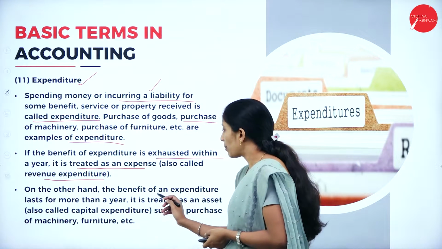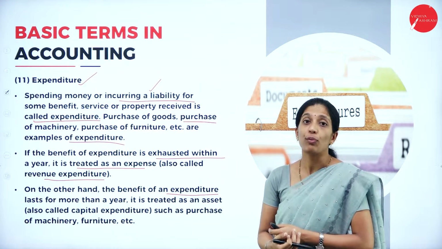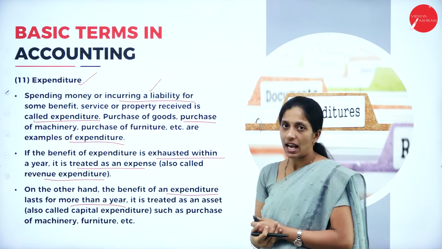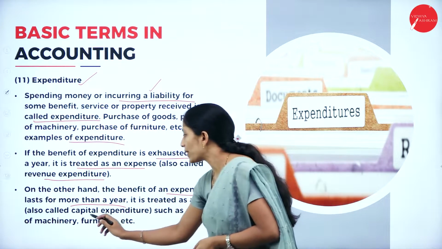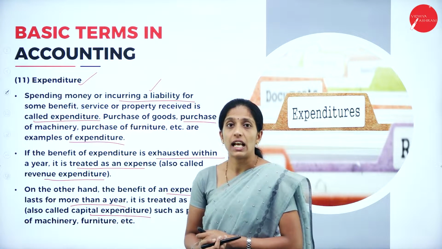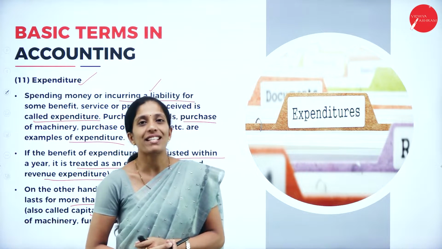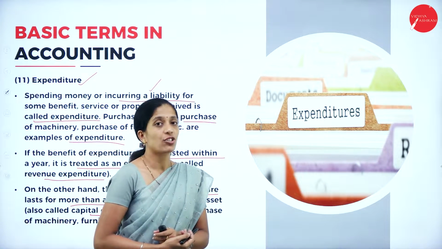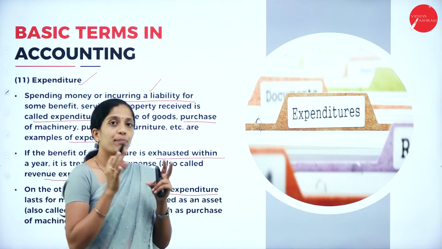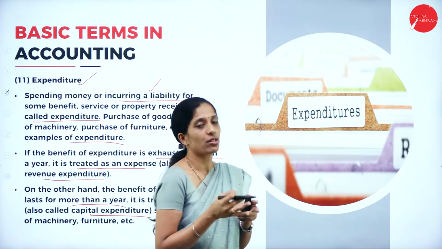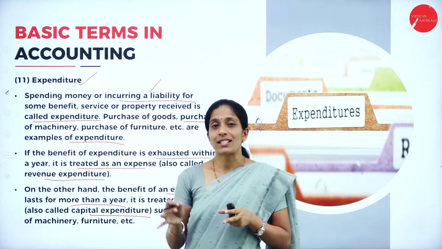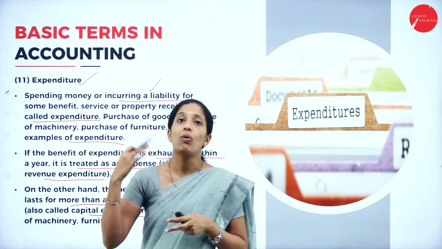And on the other hand, if the benefit of an expenditure lasts for more than 1 year, it is treated as an asset, also called as capital expenditure, such as purchase of machinery, furniture, land, etc. These are the best examples for capital expenditure where the benefit will be more than 1 year. So if the benefit is exhausted within 1 year, it is termed as expenses, or also called as revenue expenditure, whereas capital expenditure is where the benefit will be more than 1 year.